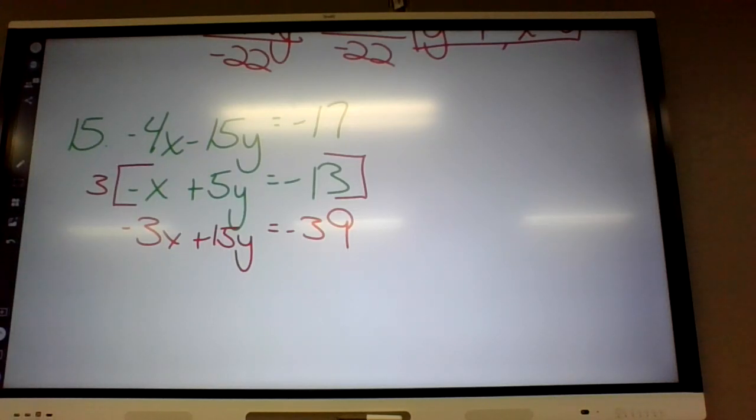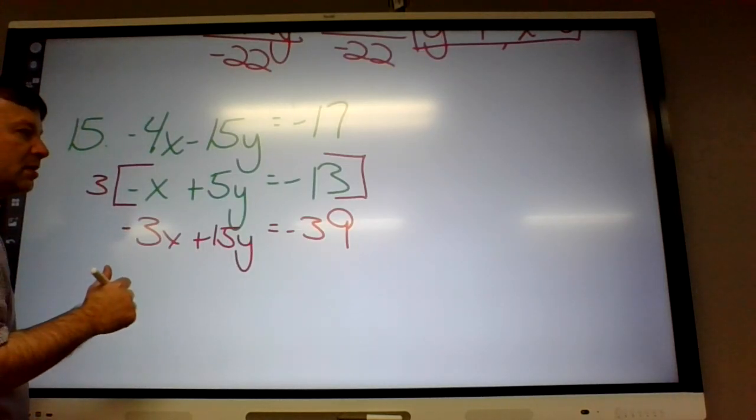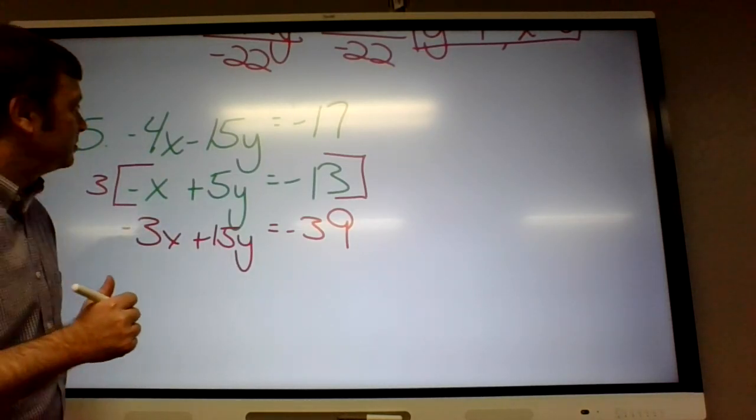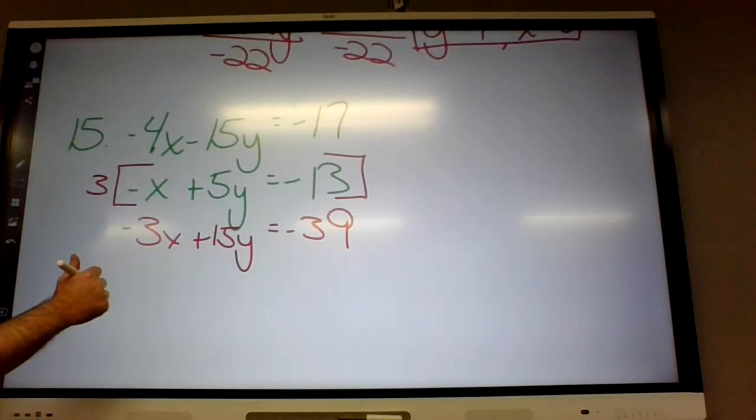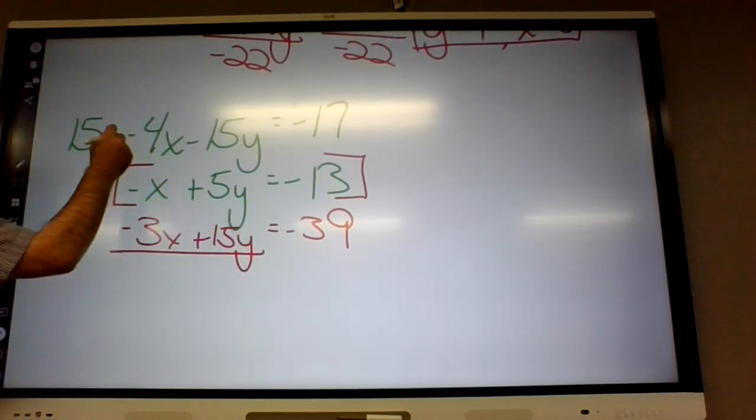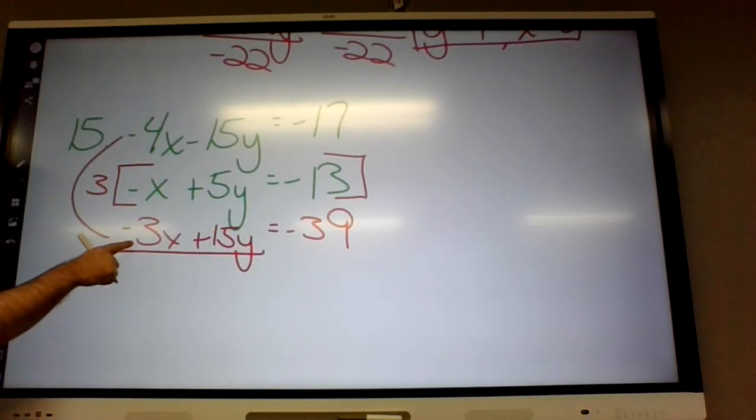I don't remember this. I must have gotten rid of the x's in the other class because I don't remember this one. Negative 3x equals negative 39. Okay, so I'm going to add the top line with the new bottom line.